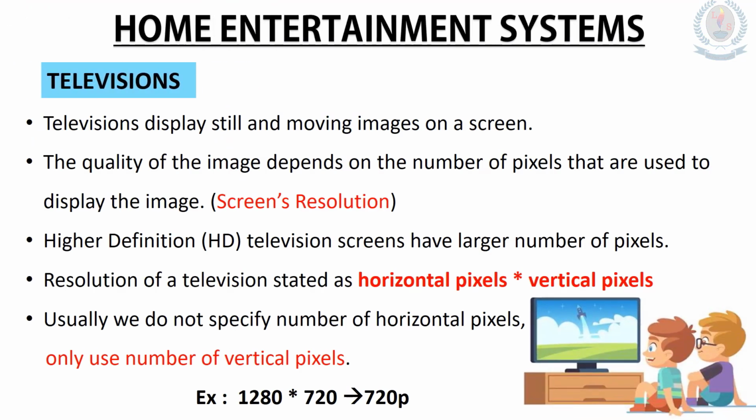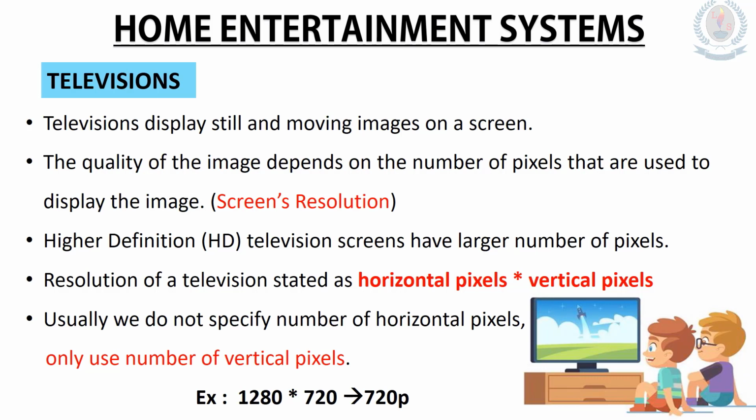Our next type of digital device is home entertainment system. Under that topic, we are going to discuss about televisions. Televisions also very familiar example for all of us. Televisions display still and moving images on a screen. The quality of the image is set by the number of pixels that are used to display the image. This is referred as the screen's resolution.